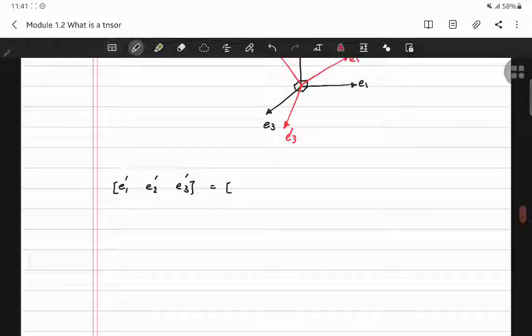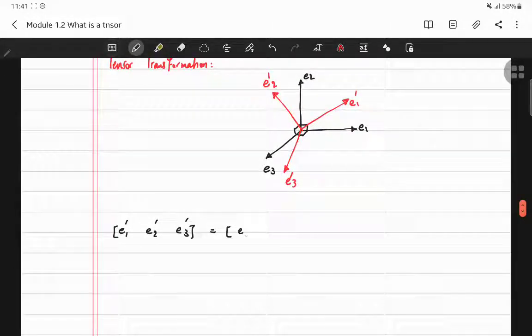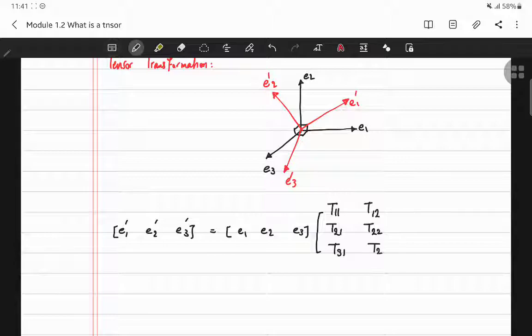This is equal to the initial coordinate system, which is E1, E2, E3. Sometimes we refer to this as the unprimed coordinate system, and this is the primed coordinate system. And we write this as T11, T21, T31. So we fill in the rows by column, not by row. And this is T12, T22, T32, sorry, and this is T13, T23, and this is T33.